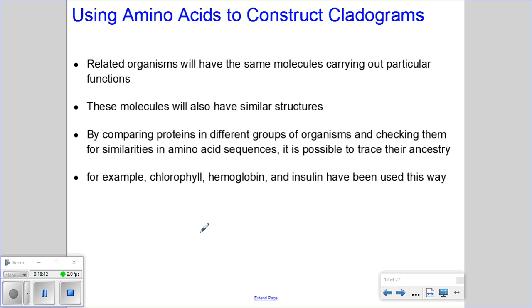Now, amino acids can also be used to construct cladograms. Related organisms will have the same molecules carrying out particular functions, and these molecules will also have similar structures. By comparing proteins in different groups of organisms and checking them for similarities in amino acid sequences, it is possible to trace their ancestry. For example, chlorophyll, hemoglobin, and insulin have been used in this way.